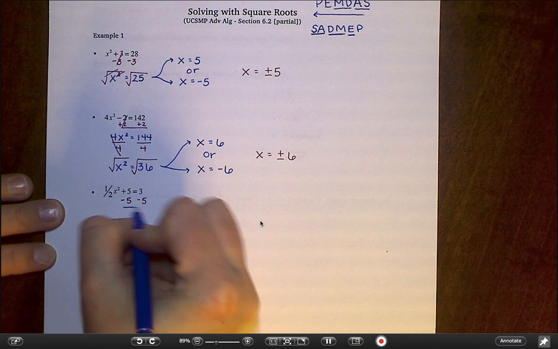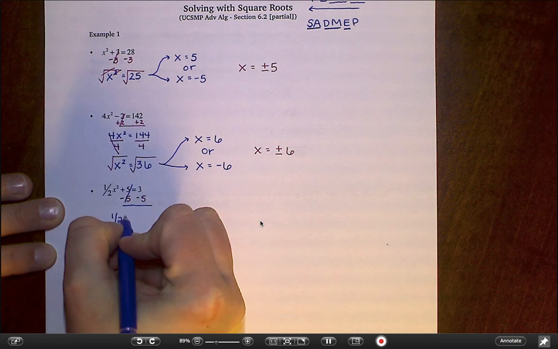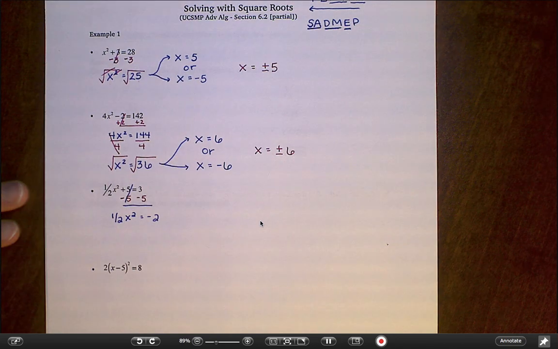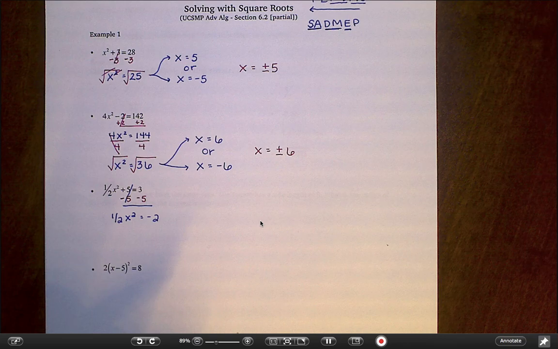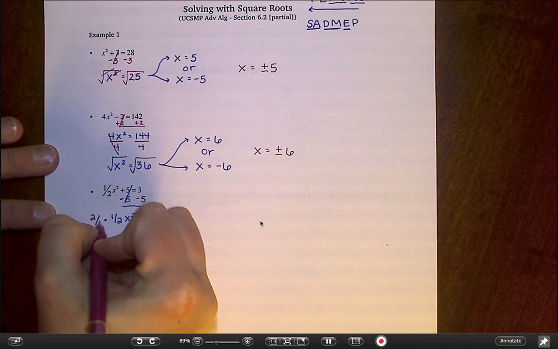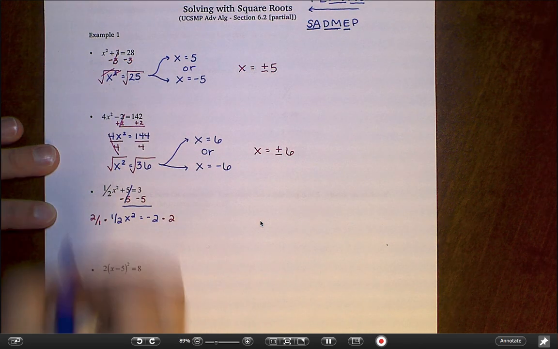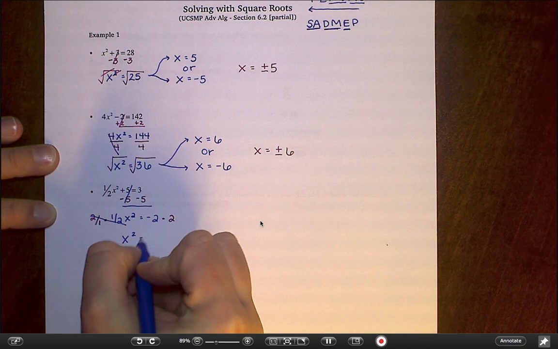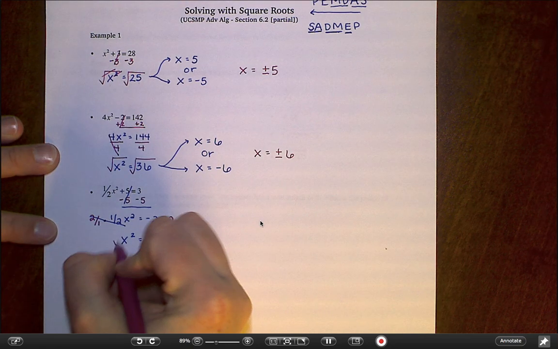There is something weird that happens with this one. So if you got stuck trying it on your own, I apologize. Equals -2. Now I have to get rid of that 1/2. I don't like to divide with fractions. Instead, I multiply by the reciprocal, which is 2/1. And we know that 2/1 is really just 2. So 2/1 times 1/2 cancels out. And I get -4. And then I need to take a square root.